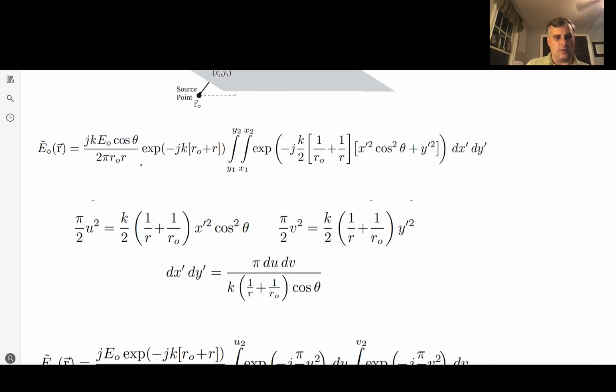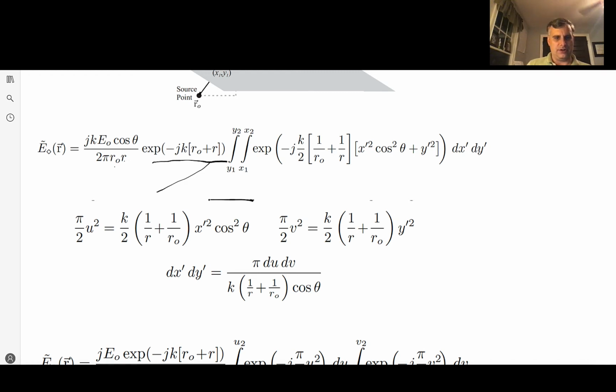And what we see is that we're going to get this nice exp to the minus jk (r naught plus r) term describing the phase propagation. There's going to be attenuation with respect to r naught and r, the distance from the source to the screen and from the screen to the point of observation, and the Fresnel phase integral over here. And this is a pretty wicked looking math problem unless you do a change of variable.